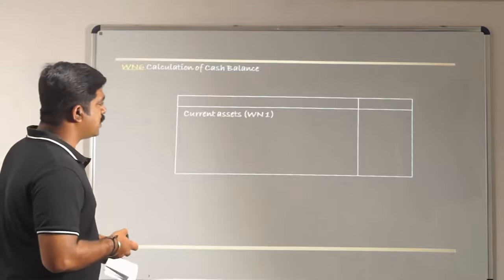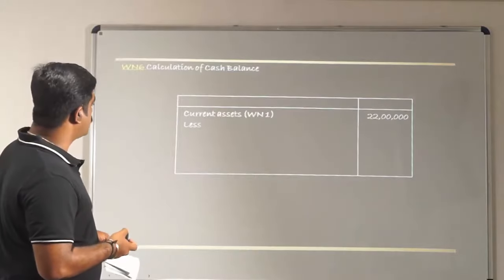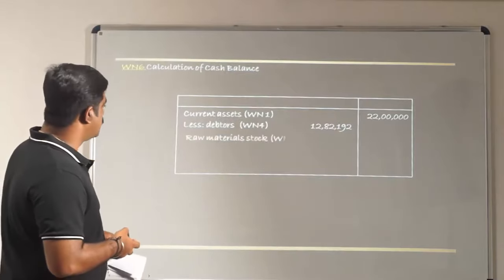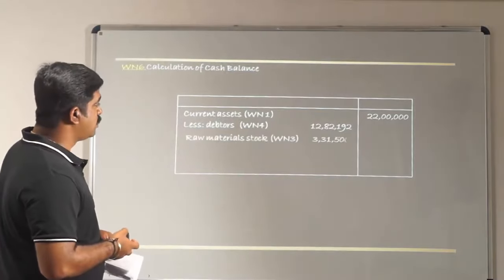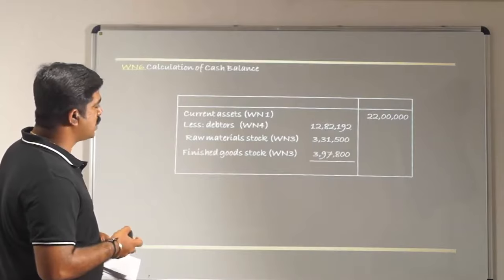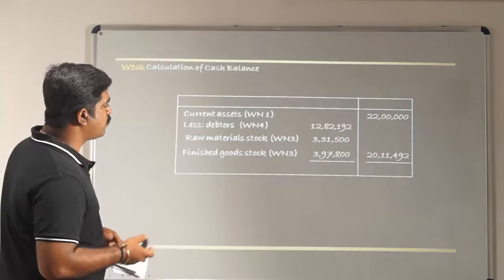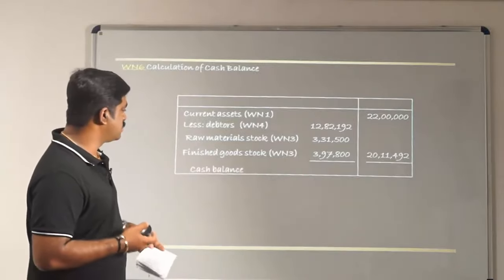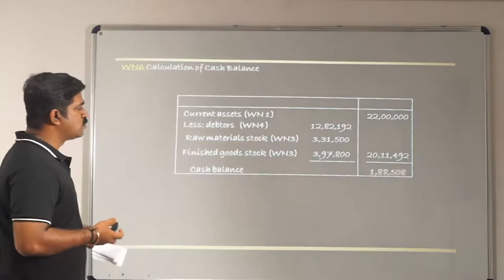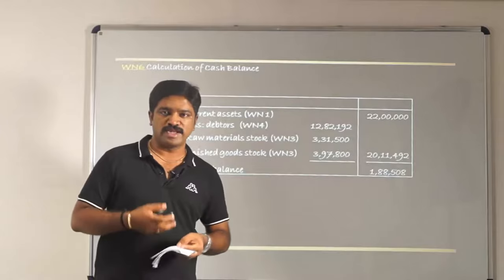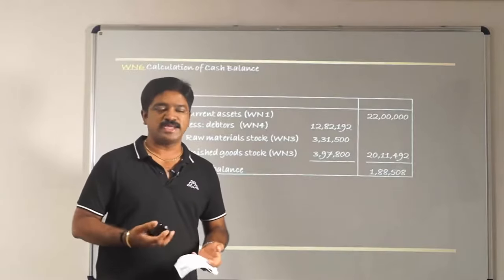We know what is total current assets, which is 22 lakhs. From that, let's subtract debtors, which is 12,82,192. Let's subtract raw material stock, which is 3,31,500. Let's subtract finished goods stock, which is 3,97,800. So all put together it is 20,11,492, and the difference is the cash balance, which is 1,88,508. So this is how we derive the other current assets, or say cash balances.